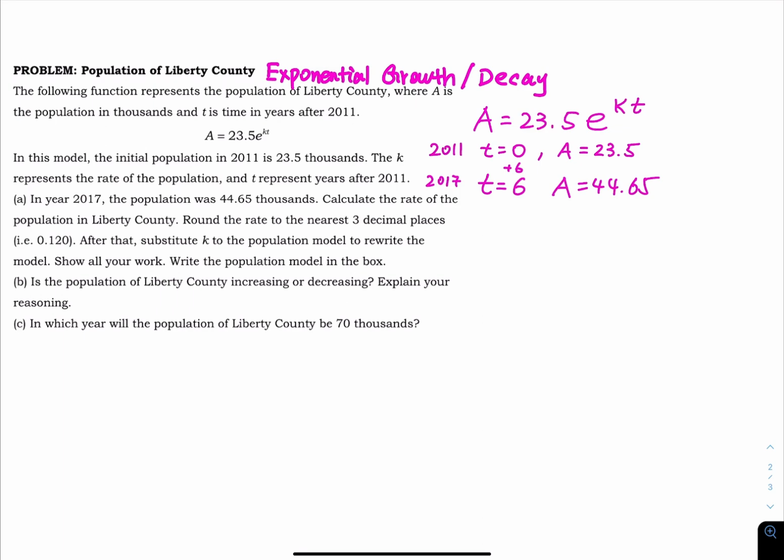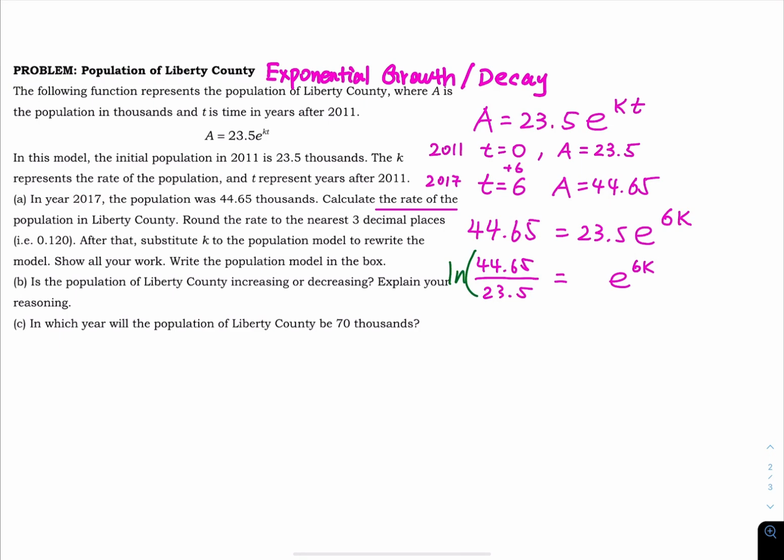So the population is 44.65 equals the initial population, 23.5, times e to the k t, where t is 6, so that will be 6k. We are solving for k, trying to find the rate. As always, I will divide the initial population on both sides, so 44.65 divided by 23.5 equals e to the 6k. To bring the exponent down, I have to take ln on both sides, ln on the left, ln on the right.